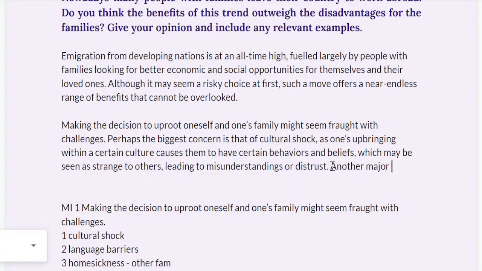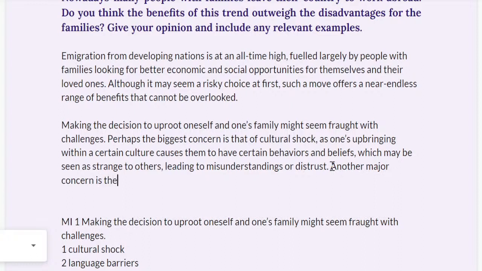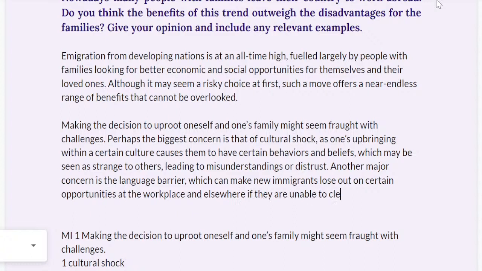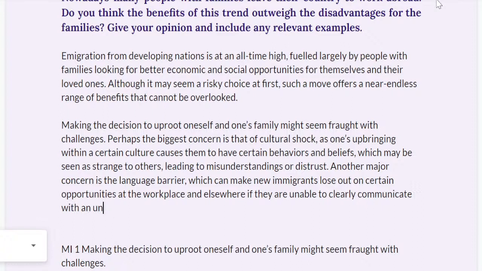Another major concern is the language barrier, which can make new immigrants lose out on economic and social opportunities. The language barrier can be a disadvantage because you may not be able to express yourself very well, right? At the workplace and elsewhere, if they are unable to clearly communicate with and understand others, which can also lead to loneliness.